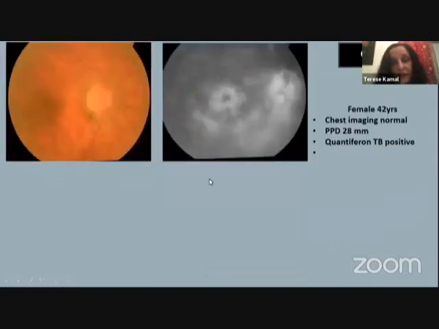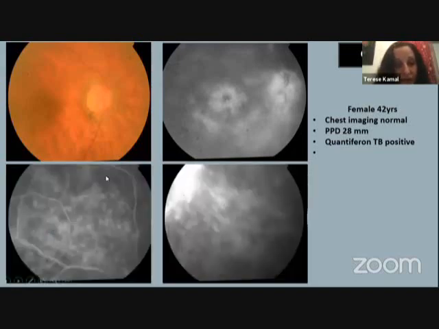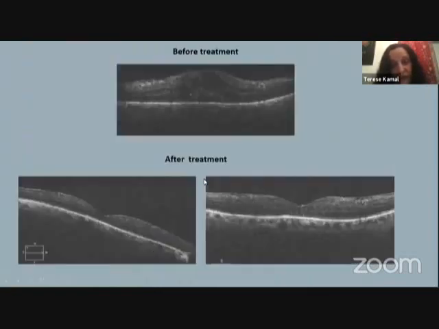This is a second patient. She's a female with normal chest imaging. She had a high tuberculin test, and quantiferon was positive. This patient had cystoid edema and fern-like leakage along the small vessels, along with vitritis. This was after the patient received treatment for TB, and we can see how the cystoid edema completely regressed.